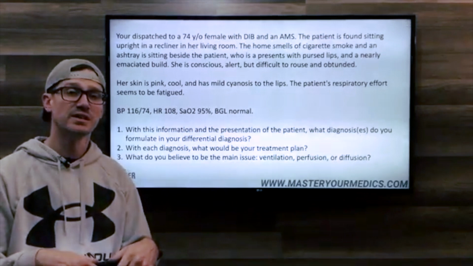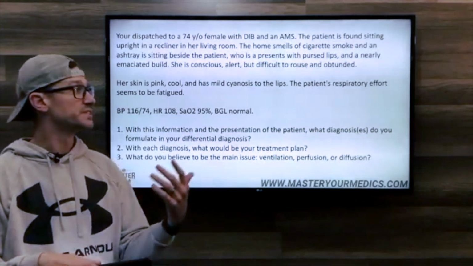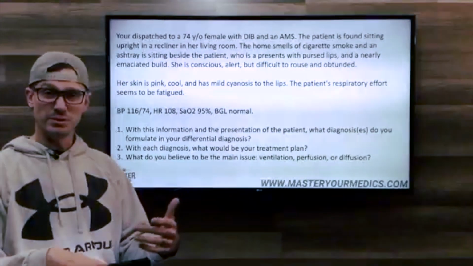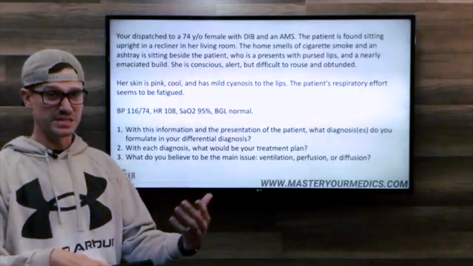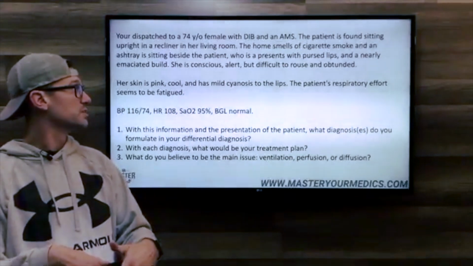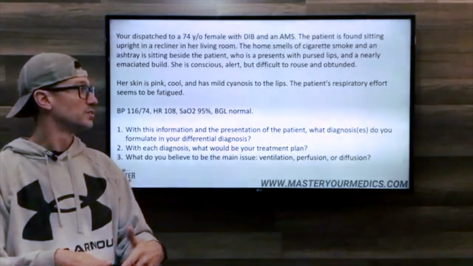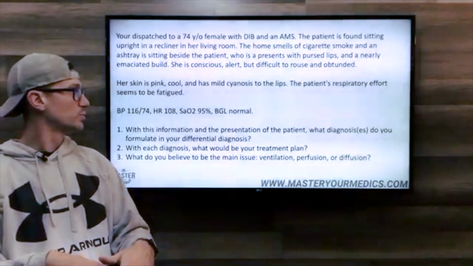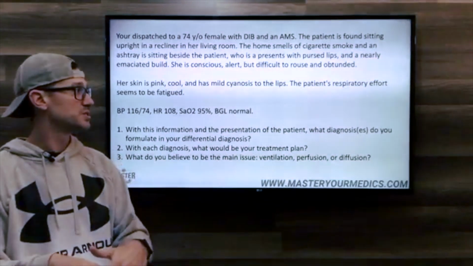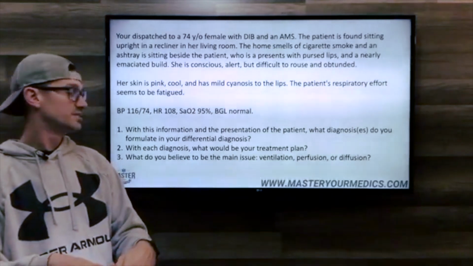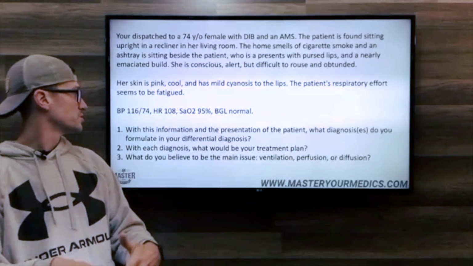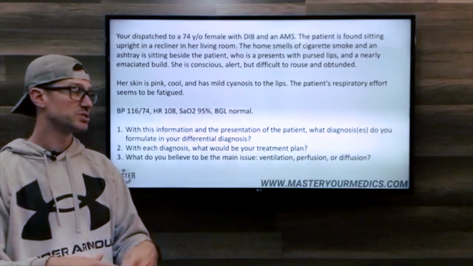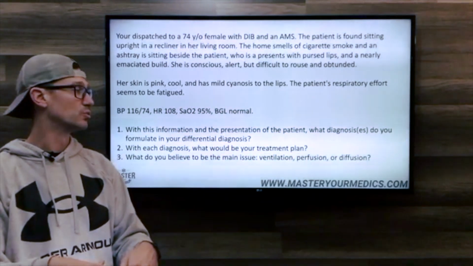The patient presents with pursed lips, some fatigue breathing, and a nearly emaciated build. So very frail, very petite, very small. The patient is conscious and alert, but difficult to arouse and is pretty obtunded. Her skin is pink, cool, and has mild cyanosis to the lips. Her respiratory effort seems to be fatigued. Her blood pressure is 116/74, heart rate of 108. She's 95% on room air, and her blood glucose is normal.